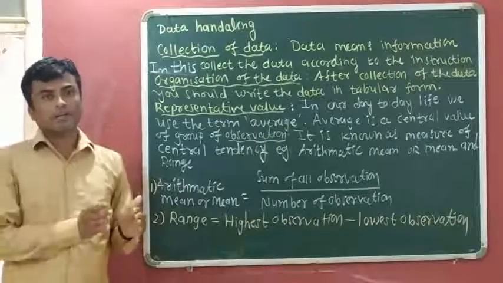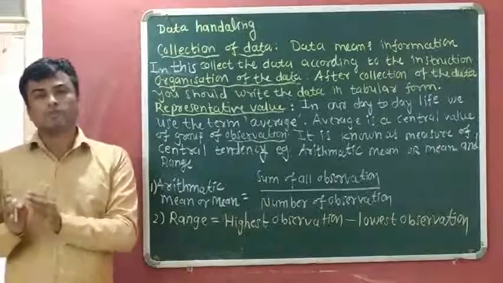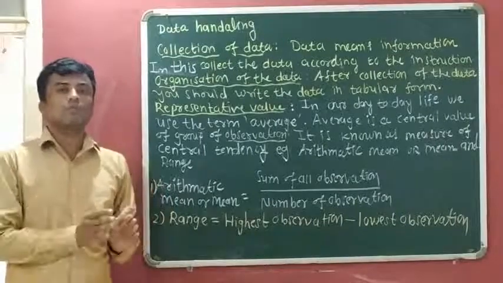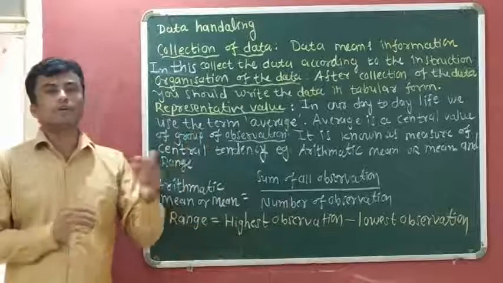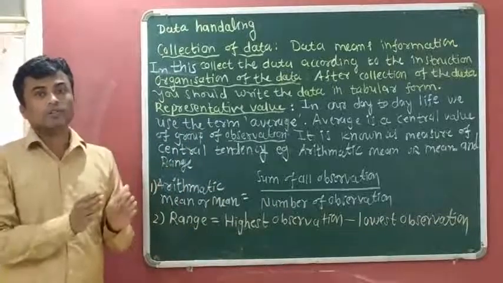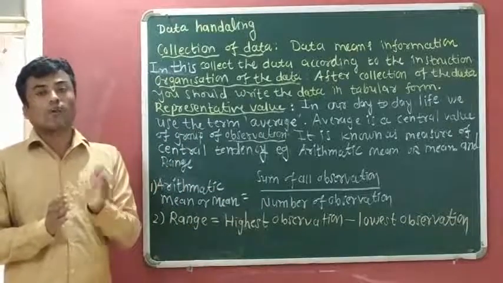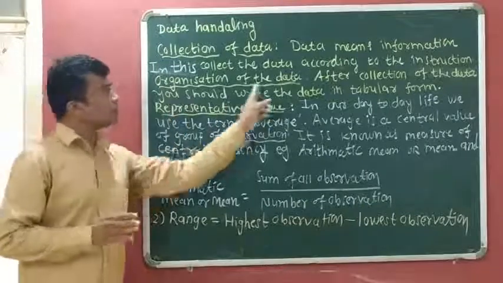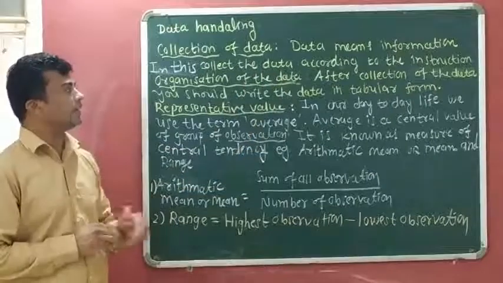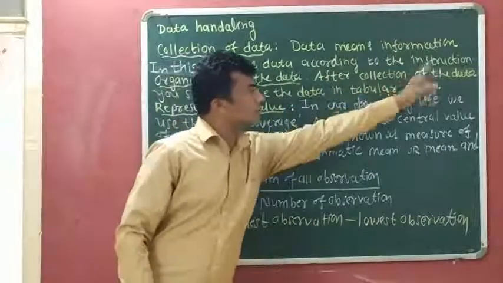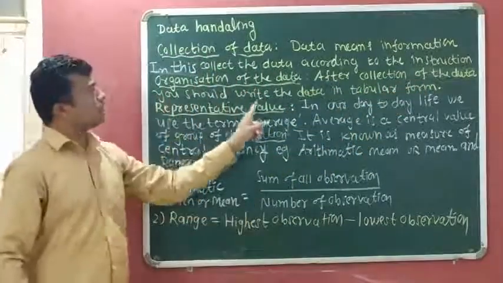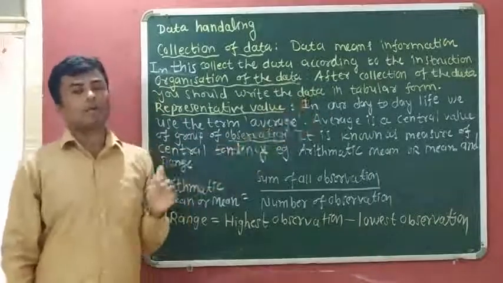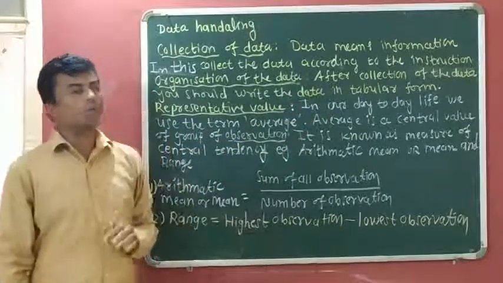And after collection of the height of your class students, you can write all this information on one piece of paper. So after collection of the information, writing all the information on one piece of paper is known as organization of the data. See here, after collection of the data, you should write the data in tabular form. Tabular form is row and column form.